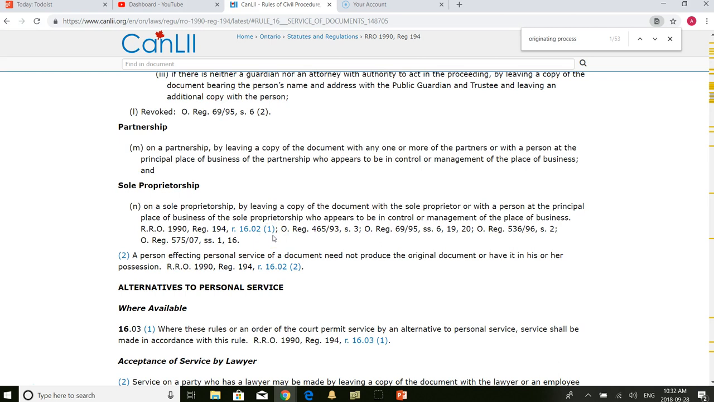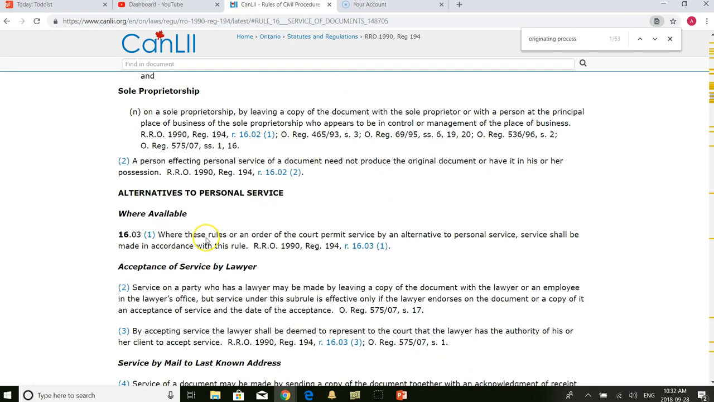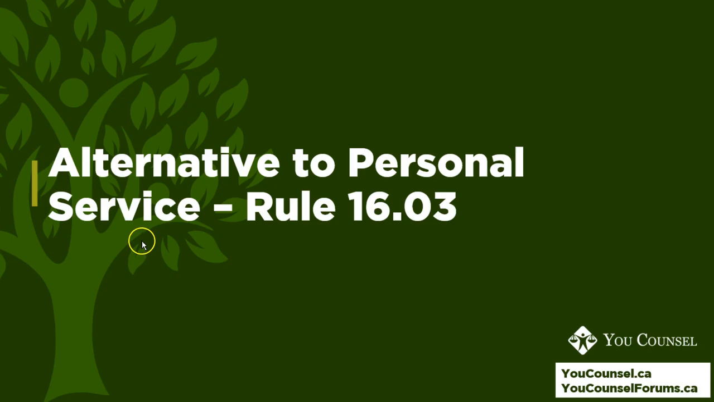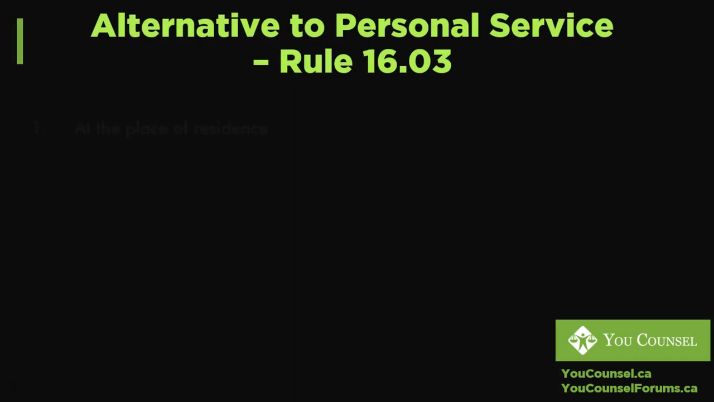proprietorship. So all of these categories are specified here, and the common ones are individuals or corporations, but if you are dealing with an entity that is not one of those two categories, then you need to review the specific rules and then understand and follow them. Alternative to personal service is under Rule 16.03. Let's quickly look at that rule.